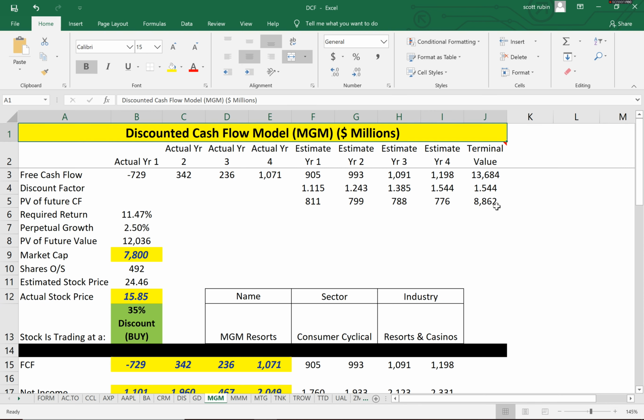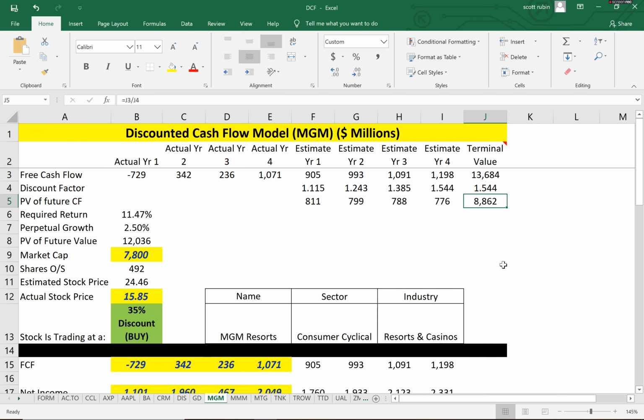So we estimate the company is worth $8.9 billion today. Plus, that's the terminal value, plus 4 years of the estimated cash flow, and the sum of these numbers is $12 billion. That's the present value of the future cash flows. And when you divide that by the shares outstanding, we estimate the stock is worth $24.46. So according to this model, it's a buy. It's currently trading at a 35% discount. It's trading at $16 right now.